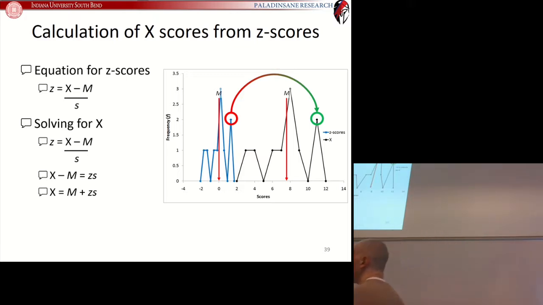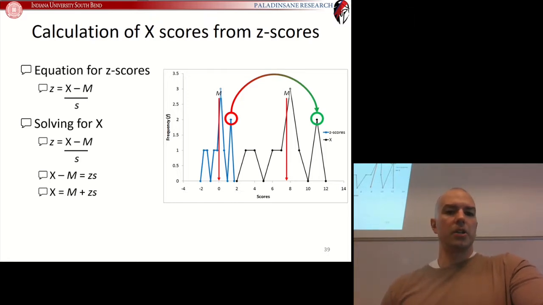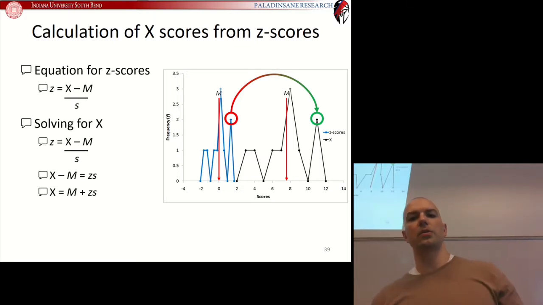And this will make intuitive sense because, again, your z-score is how many steps, in standard deviations, you are above or below the mean. So if you start out at your mean and you take z-score many steps, and they're the size of your standard deviation, you're going to recover that original score. So that's going from your z-score to your raw score.